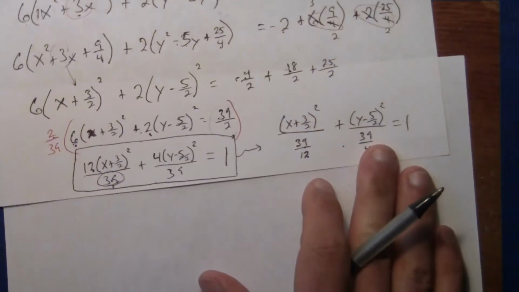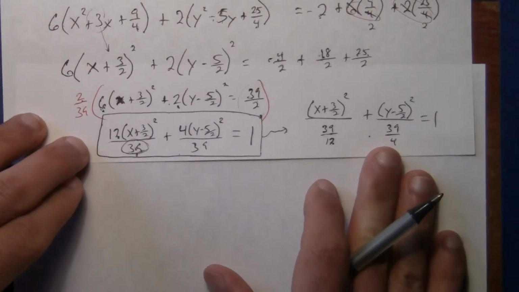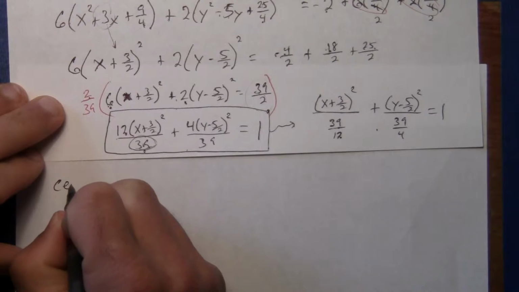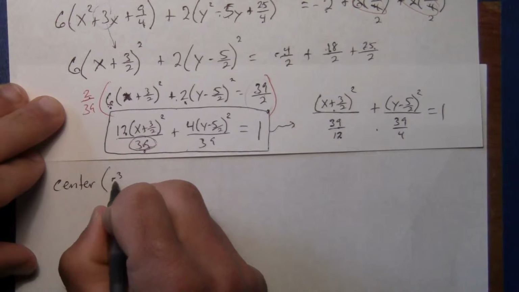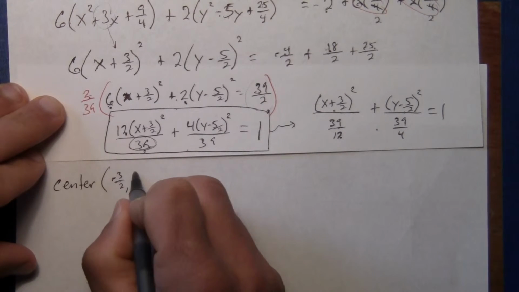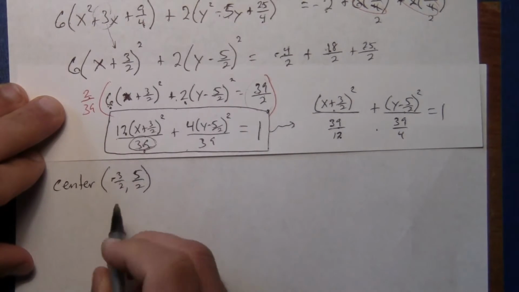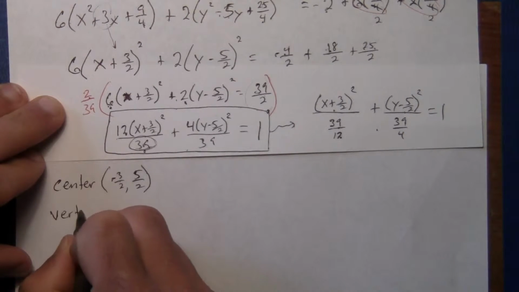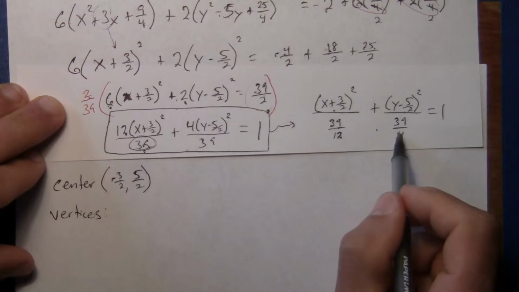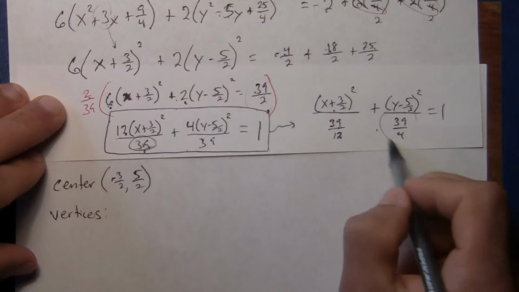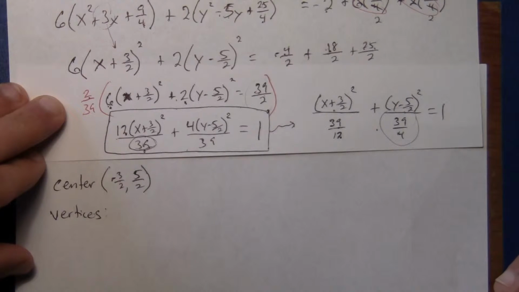Now that I've got it in standard form, let's go ahead and find all the information that we're looking for. So the center will be the easiest thing to find now that it's in standard form. It's negative 3 halves for the x value and positive 5 halves for the y value. The vertices, remember you need to look for the larger of the two numbers, so think about which one's the larger of the two numbers. It's actually that one.